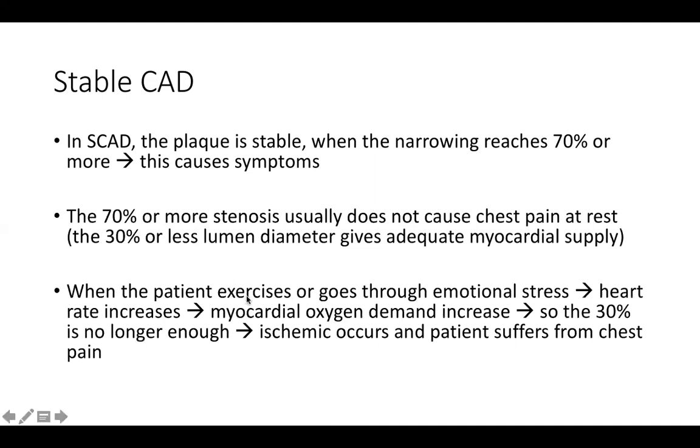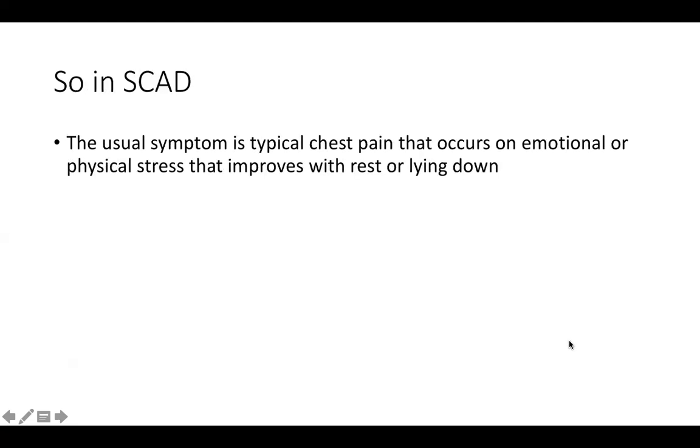But when the patient exercises or goes through any kind of emotional stress, the heart rate increases. So the myocardial oxygen demand increases. So the 30% that was enough at rest is no longer enough, and ischemia starts to occur, and the patient suffers from chest pain. So, in stable coronary artery disease, the usual symptom is typical chest pain that we will discuss in the next lecture, that occurs on emotional or physical stress, anything that increases the heart rate and increases the myocardial oxygen demand. That improves when the patient rests or lies down to rest.